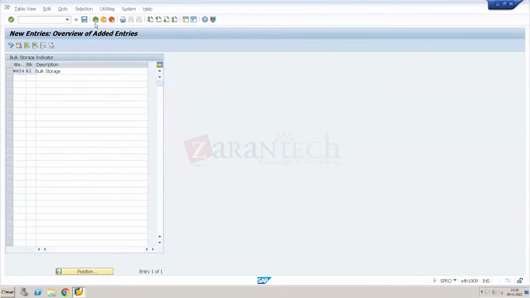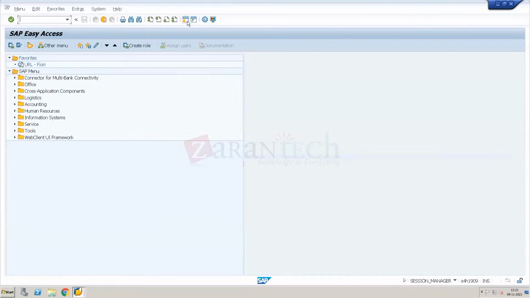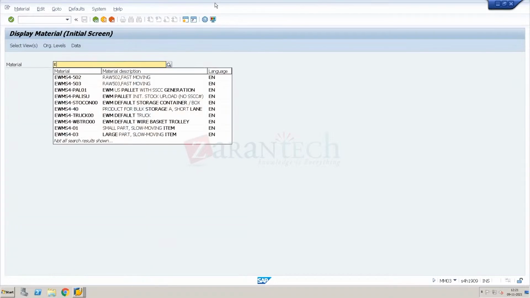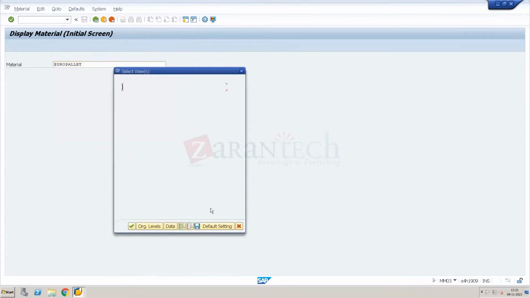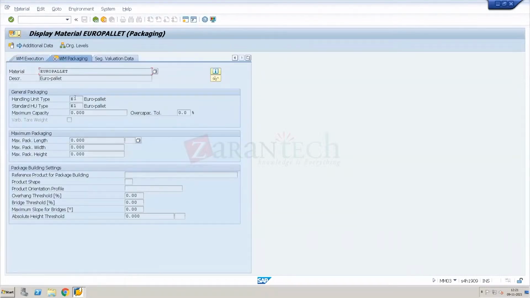That's a strategy for the bin type and storage unit type determination. HU type within the storage bin determination. The HU type comes from your packaging material. So what material you use for packing, it comes from there. So E1 is here. So every handling unit I create with Euro palette will have E1.